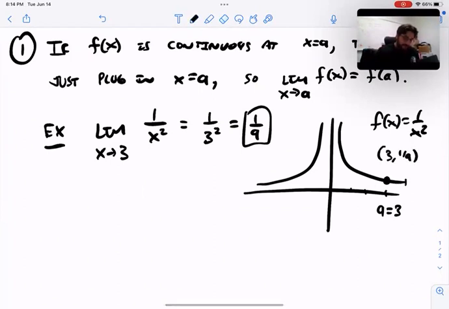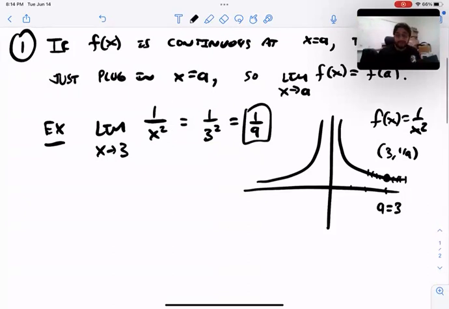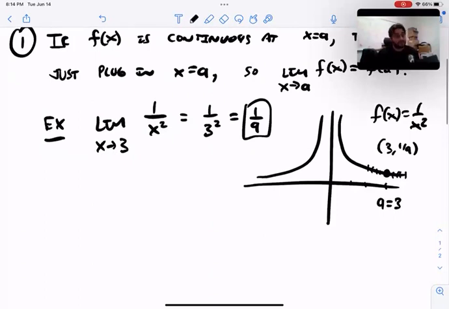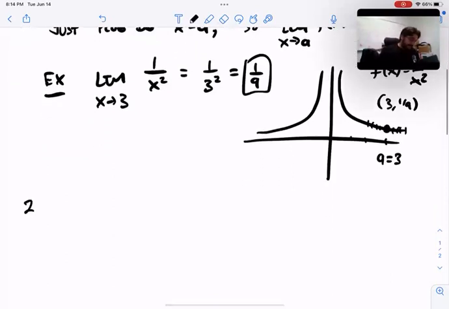And whether you approach from the right or from the left, the y values will just converge to the height of the function. So how do you get the height of the function? You plug in the x value and you get the height of the function. So this is an example of a continuous function. So you just plug it in. This is the best case scenario. And always this should be the first thing you ask yourself when you're handed a limit: can I evaluate by continuity? That is, just plug in the x value, plug in a into your function. So that's kind of your first pass.